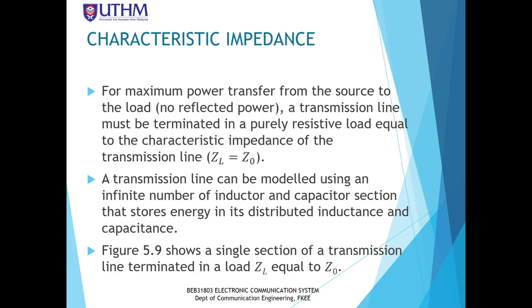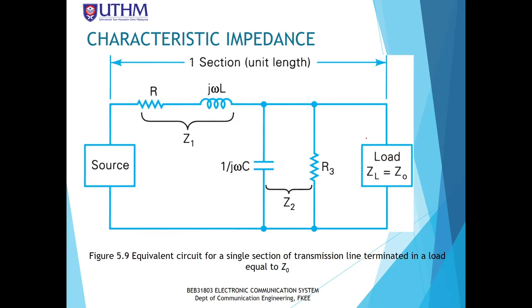So for a maximum power transfer from the source to the load, we use the term source, the transmitter, and the load is on the receiver side. Okay, so from one place to another place. So kita tak gunakan konsep transmitter system. Kita menggunakan from one point to another point. Okay, a transmission line must be terminated in a purely resistive load equal to the characteristic impedance.